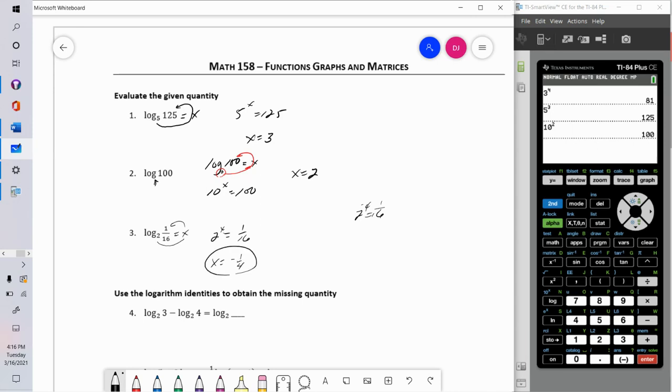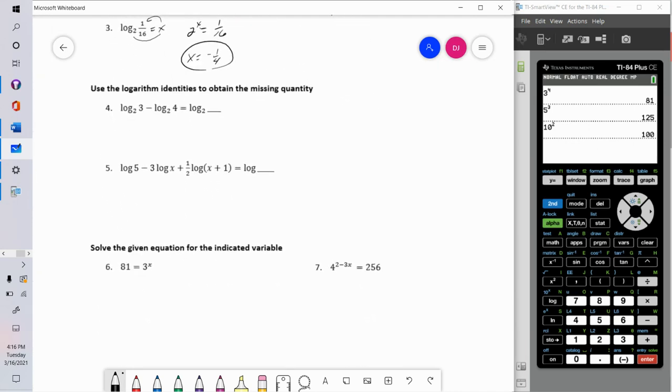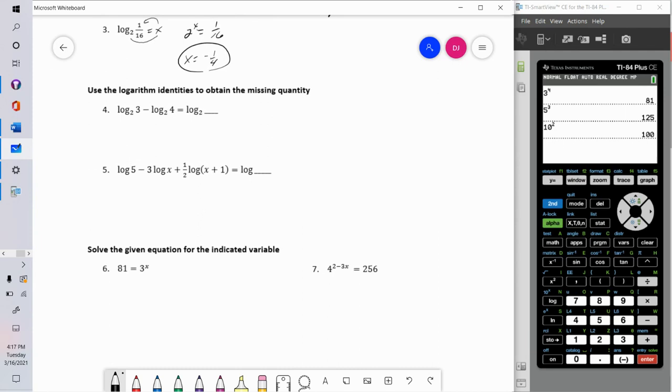So I can just know that x is negative 1/4. Okay. So with my rules of logarithms, just to do some practicing here, and quite honestly, number 4 and number 5, I'm going to skip through fairly quickly just because this is not a lot of what we're going to need for this course. But log base 2 of 3 minus log base 2 of 4 is log base 2 of 3/4, because I'm subtracting the logs, which means I'm dividing the 3 and the 4.